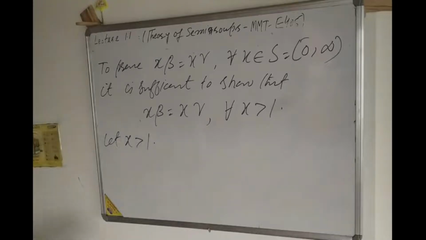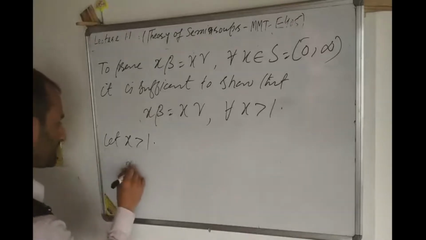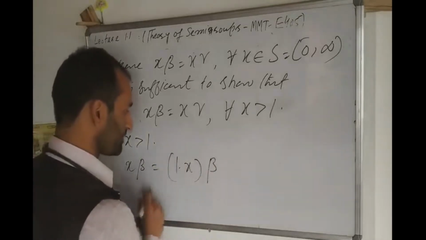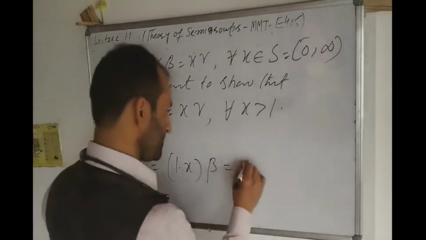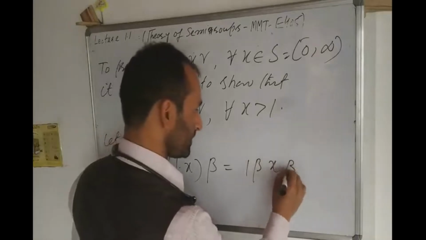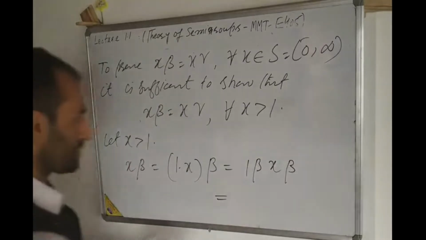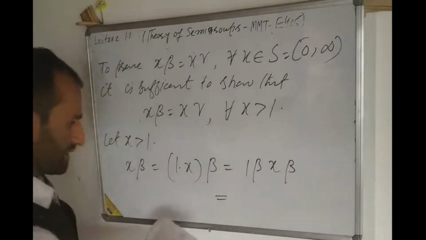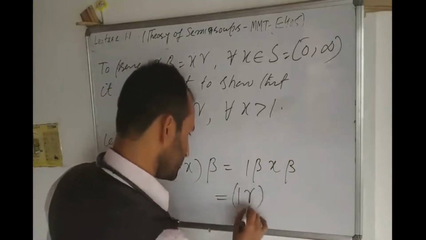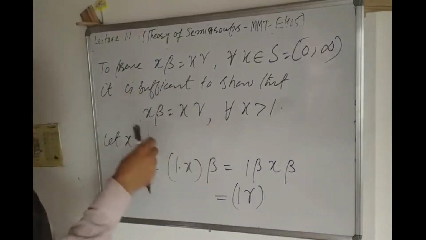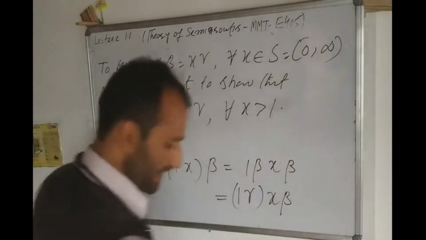Then we see that x beta is equal to 1 into x beta, because 1 into x is equal to x. Since beta is a morphism, it's 1 beta into x beta. And 1 of beta is the same as 1 of gamma, because the image of 1 under beta is the same as the image of 1 under gamma, as beta is equal to gamma for 0 less or equal to x less or equal to 1. So it is 1 gamma into x beta.